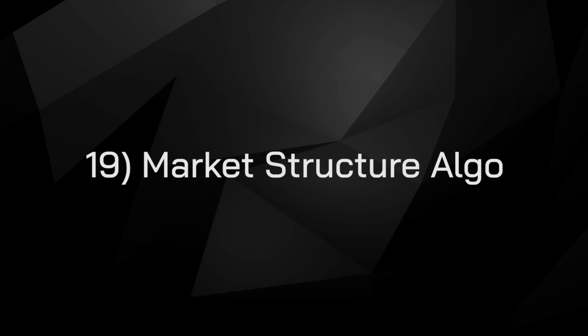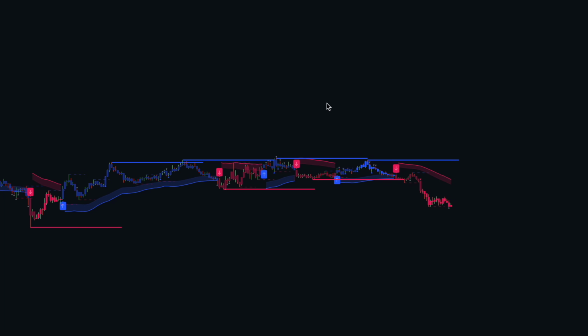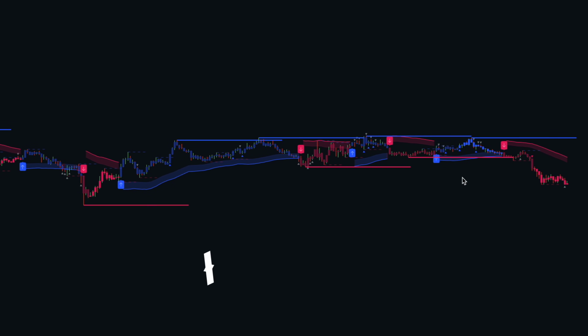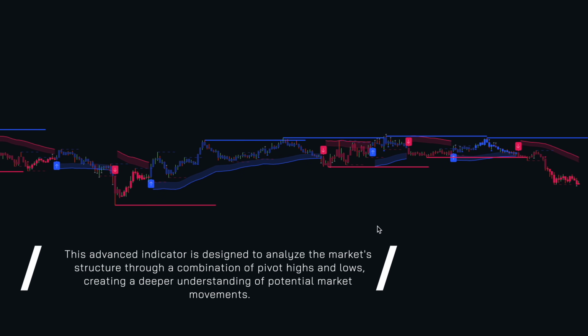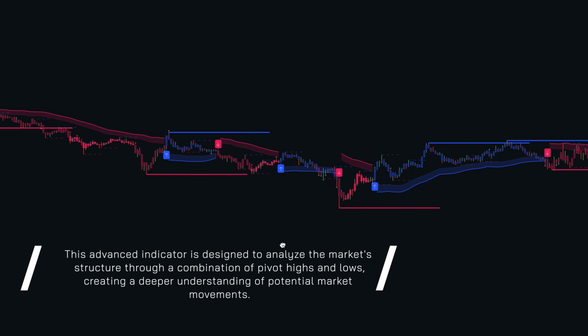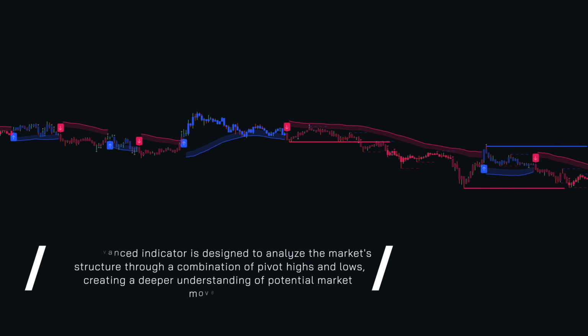On the 19th place, I put an indicator called Market Structure Algo by Omega Tools. Not going to lie, this free tool looks like a premium Lux Algo indicator. This advanced indicator is designed to analyze the market structure through a combination of pivot highs and lows, creating a deeper understanding of potential market movements.